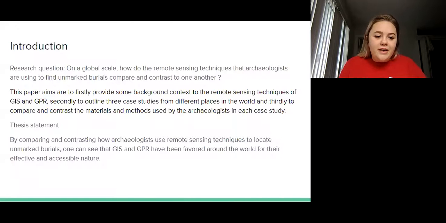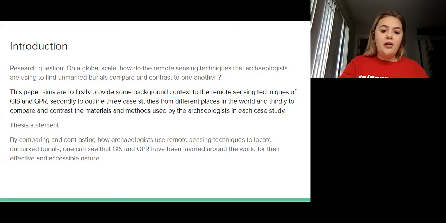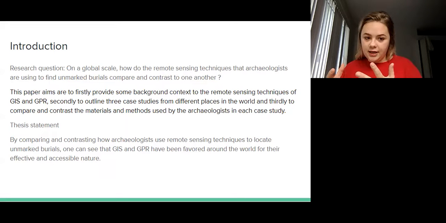So for a little bit of introduction, my research question is: on a global scale, how do remote sensing techniques that archaeologists are using to find unmarked burials compare and contrast with one another? This paper aims to firstly provide some background context to the remote sensing techniques of GIS and GPR. Secondly, to outline 3 case studies from 3 different places in the world. And thirdly, to compare and contrast the materials and methods used by archaeologists in each case study.